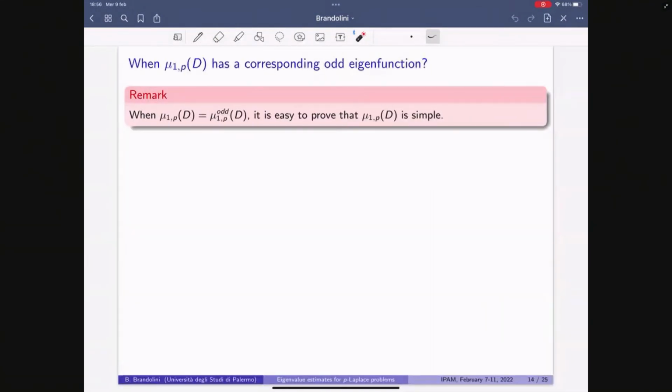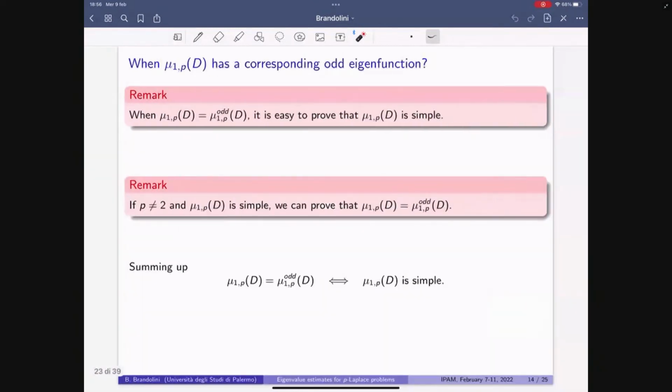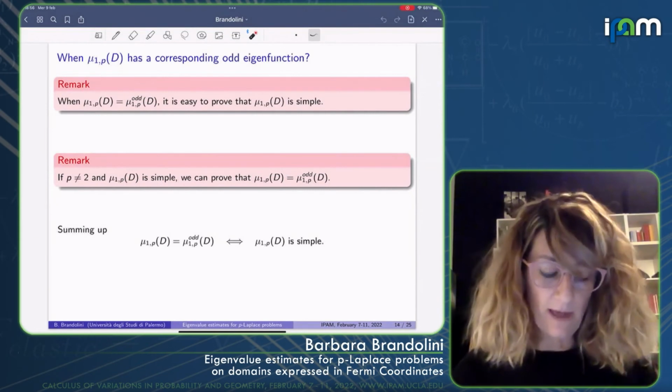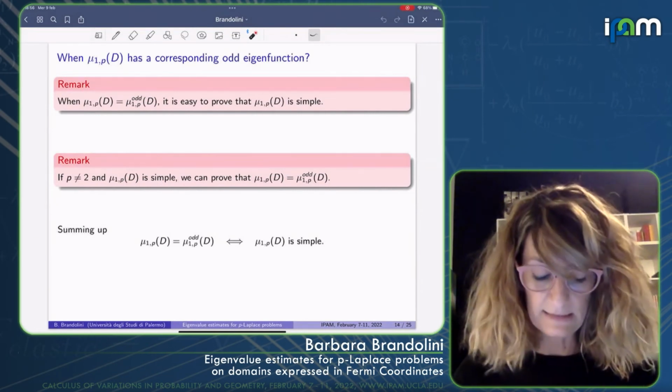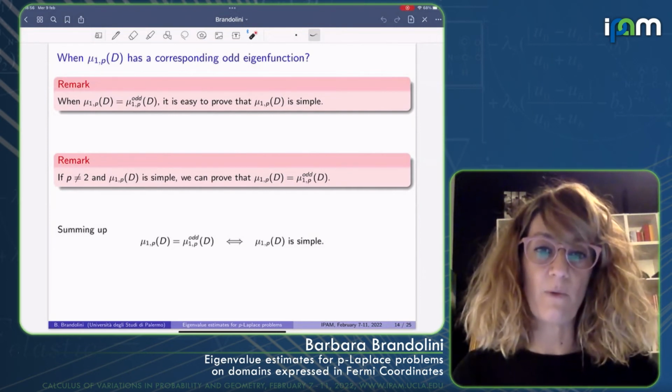When p is different from 2, the situation is a little bit more complicated. Just a few remarks. First, when μ1 coincides with μ1 odd, it is very easy to prove that μ1 is simple. On the other hand, if p is different from 2 and μ1 is simple, we can prove that μ1 coincides with μ1 odd. Summing up, proving that μ1 has a corresponding eigenfunction which is symmetric with respect to the vertical axis is equivalent to proving the simplicity of μ1.